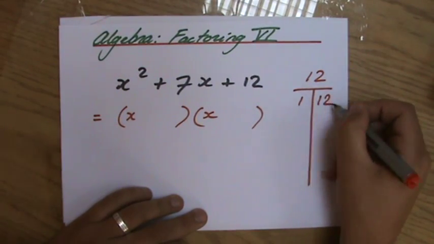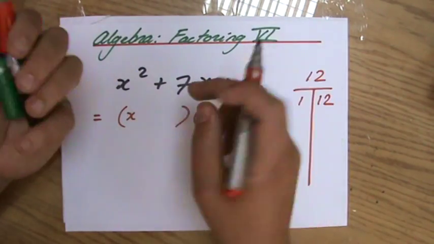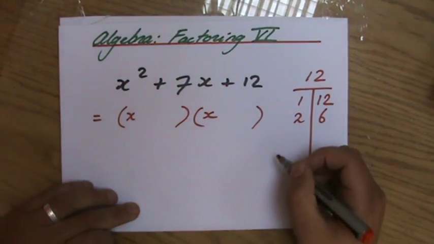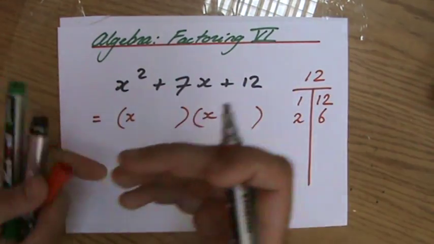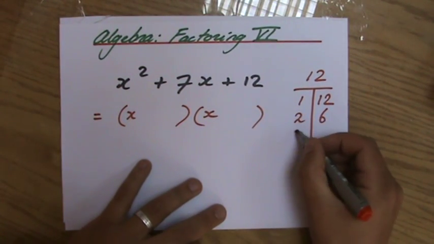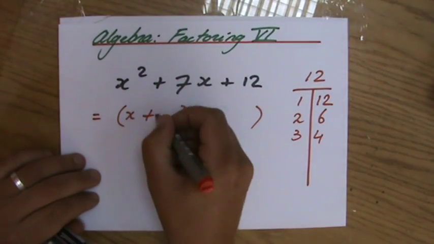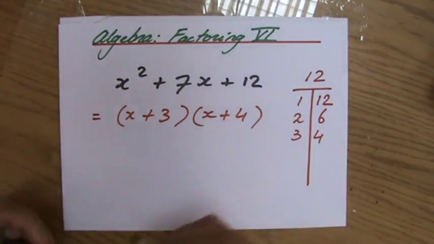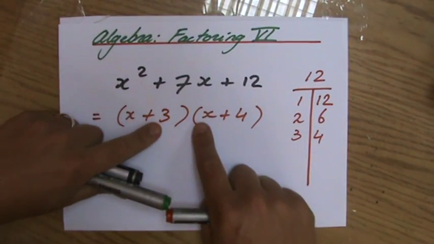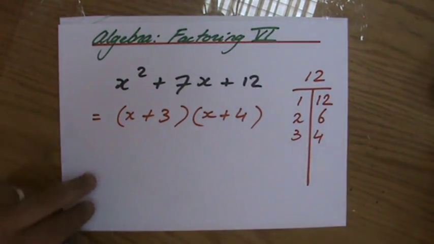1 times 12 is 12. With a 1 and a 12, can I somehow add that to a 7? No. Move on. 2 times 6 is also 12. With a 2 and a 6, adding that, can I turn that into a 7? No. 3 times 4 is 12. With a 3 and a 4, I can add that to a 7. Plus 3. Plus 4. Okay, check that quickly. X squared, 4x plus 3x, 7x. 3 times 4 is 12, yeah? So that is my final answer.